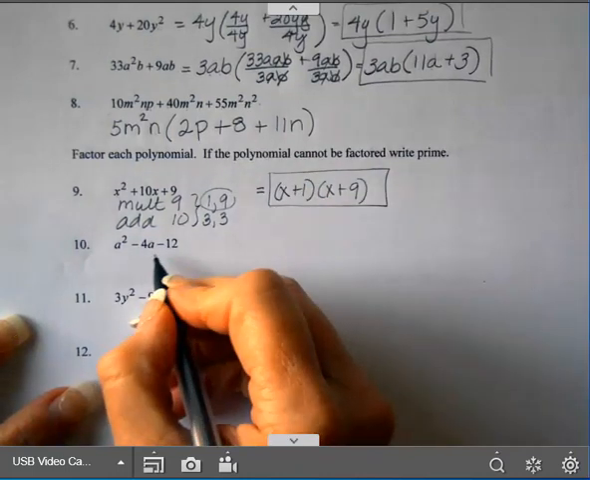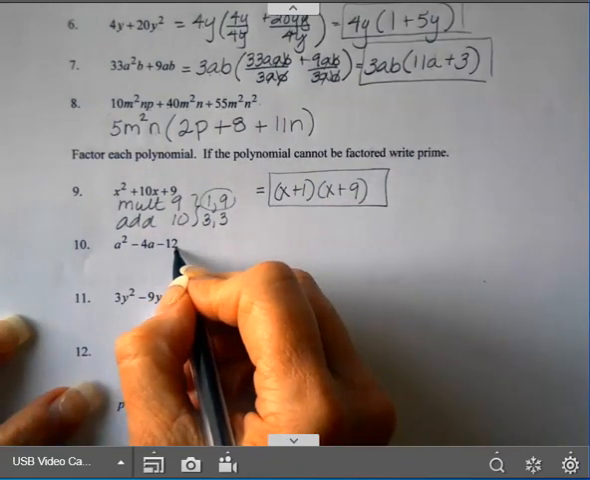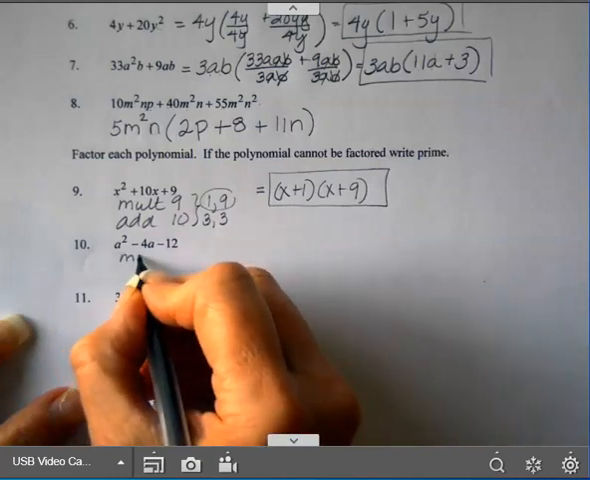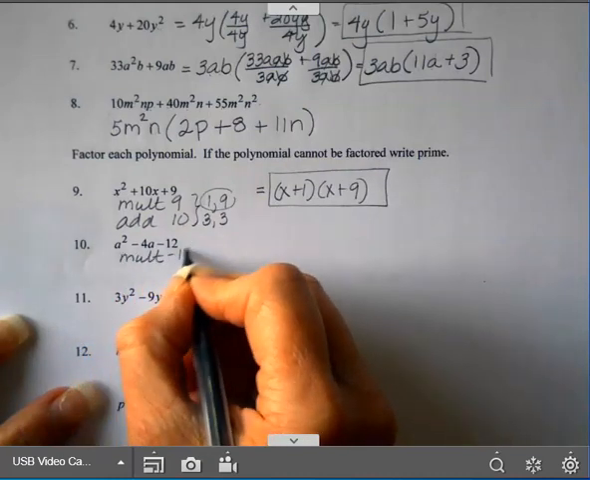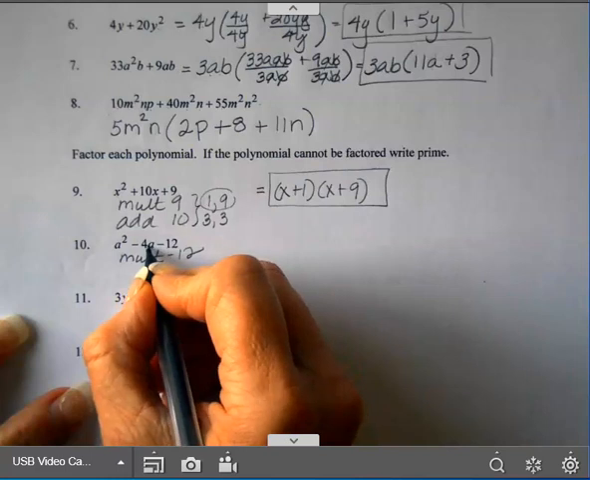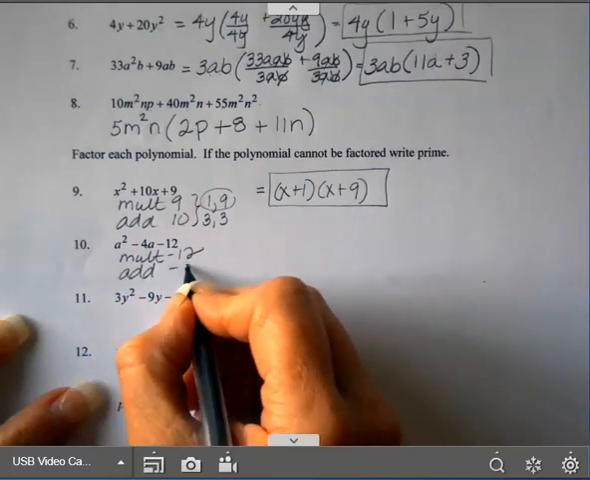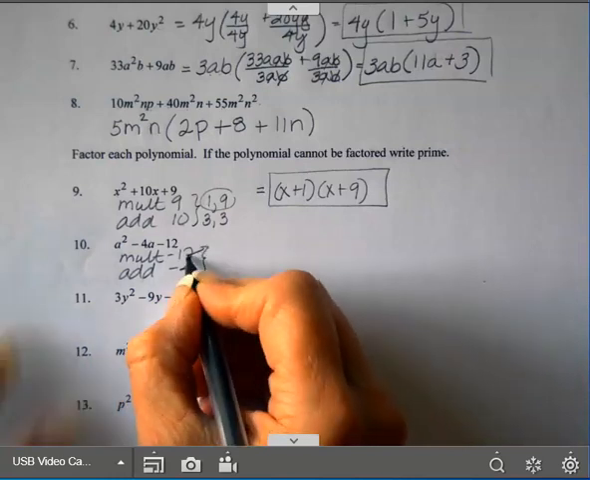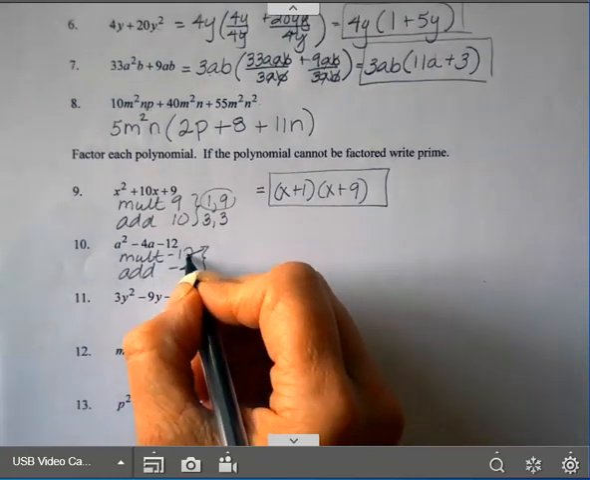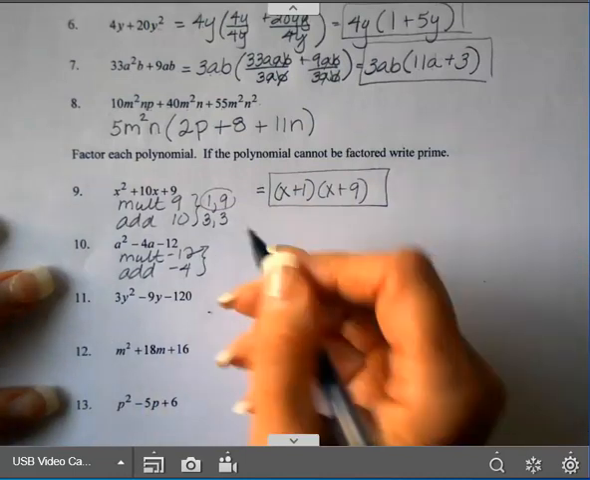On the next example, it needs to multiply or have a product of the constant. So it multiplies to negative 12 and has a sum, or adds, to negative 4. It multiplies to a negative, so that means one of them is positive, one of them is negative.